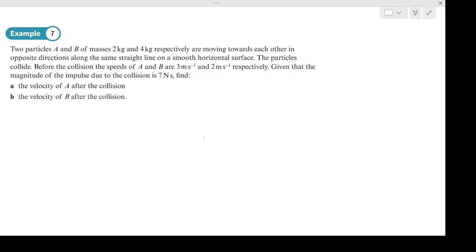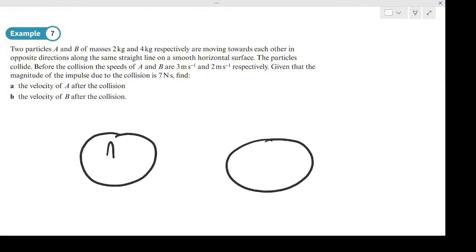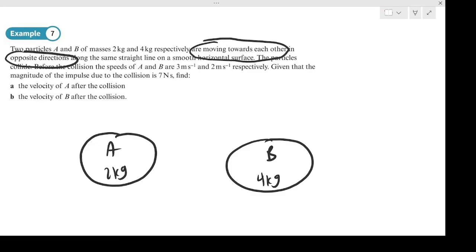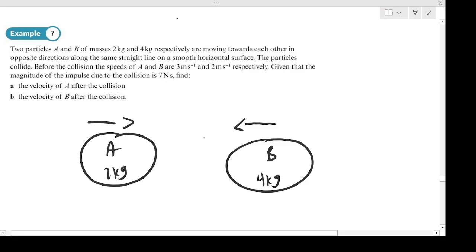Okay. So again, I'm going to draw a diagram, right? So we have A and B like this. A has mass 2 and B has mass 4, like that. Okay, what about the velocity then? Well, we're told before they're moving towards each other in opposite directions. So A is going to have to go to B, like that, and B is going to have to go to A, like that, in the other way. And there we are. Okay, then the speeds, well, before A has speed 3 and B has speed 2. Okay, so hopefully you're happy with that.